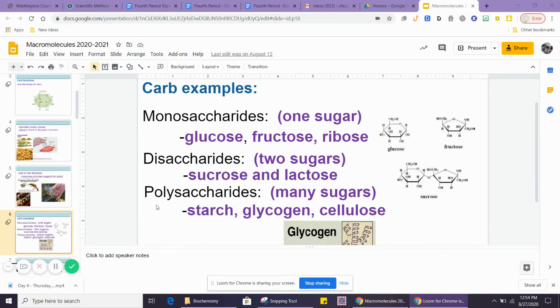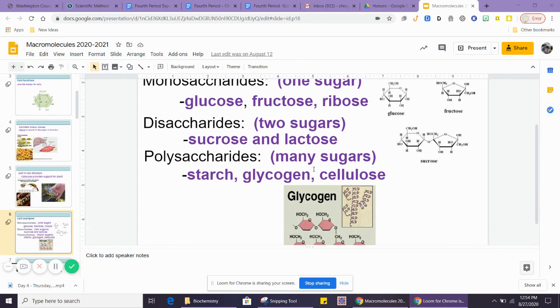And then the last thing with the carbs here are the three different groups: monosaccharides, the one sugars, and you can see that glucose, there's our big one there, C6H12O6, and also fructose, which is fruit sugar. And then ribose, we'll see this one again and again and again. This is actually a main component of RNA, a nucleic acid. Disaccharides, two sugar molecules, so you can see them joined there. Sucrose, which is table sugar, and lactose, which is milk sugar. And some of you might know about lactose already. You might be lactose intolerant.